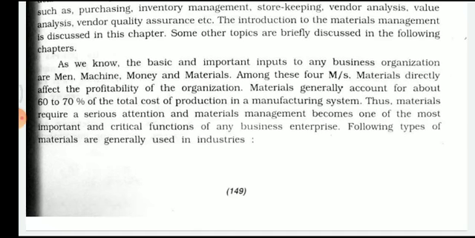As we know, the basic and important inputs of any business organization are man, machine, money, and materials. That is the 4M of a business organization: man, machine, money, and materials. Among these 4M, materials directly affect the profitability of the organization. So this is the main part.